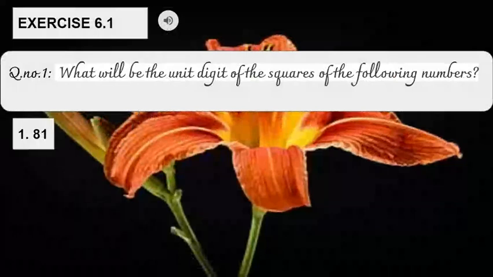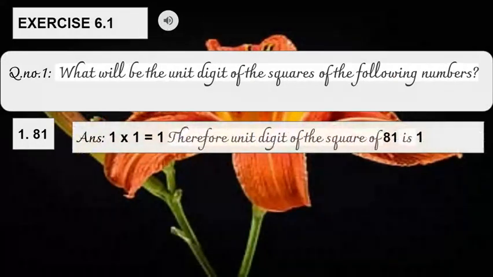First number is 81. Whenever you have to find the unit digit of the square of a number, we just focus on the unit digit of that number, isn't it? So here the unit digit is 1 and we know that 1 square is equal to 1. So when you find the square of 81, it is very obvious that the unit digit of the result would be 1, no matter what the other digits are. So you can write the answer very shortly like this: 1 into 1 is equal to 1. Therefore, unit digit of the square of 81 is 1.